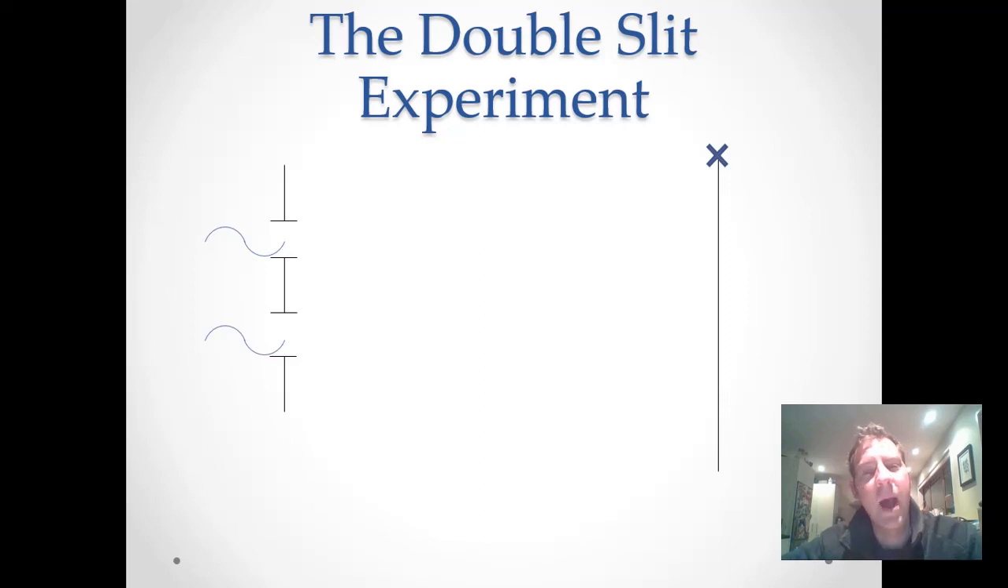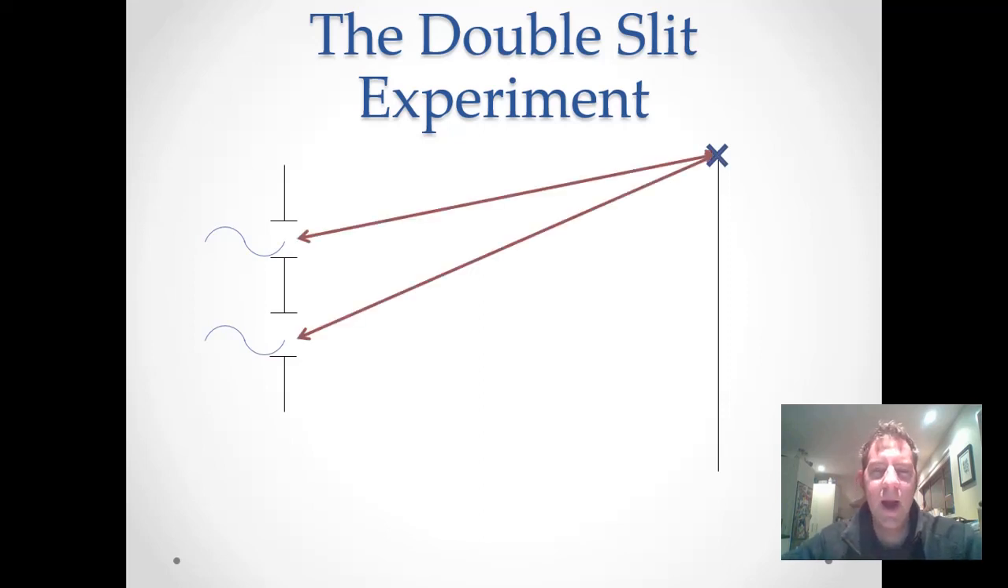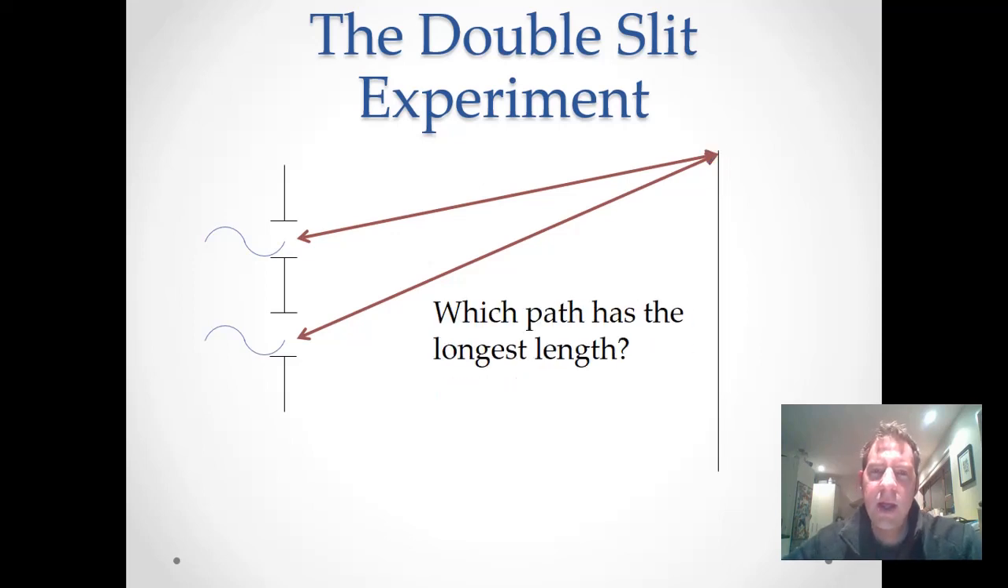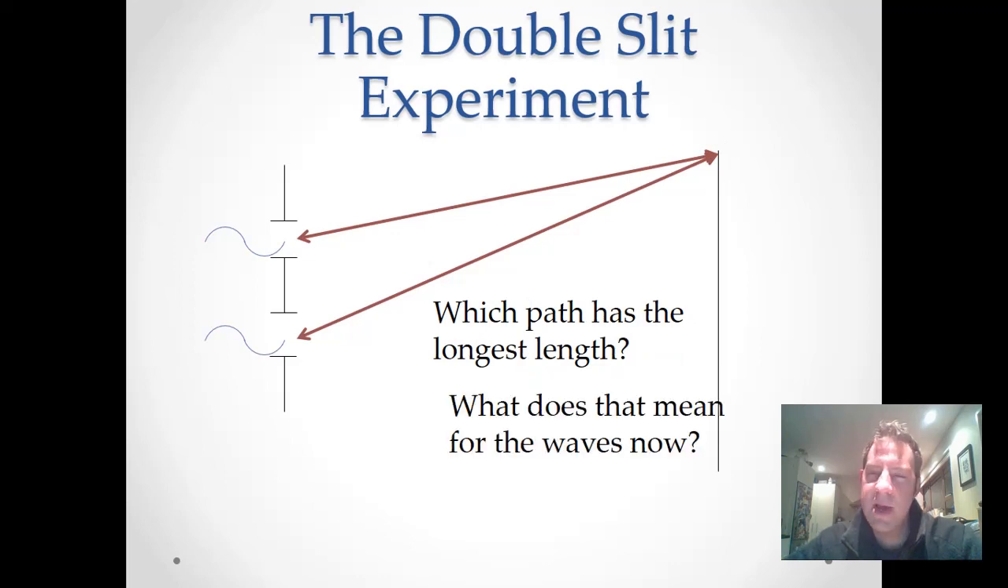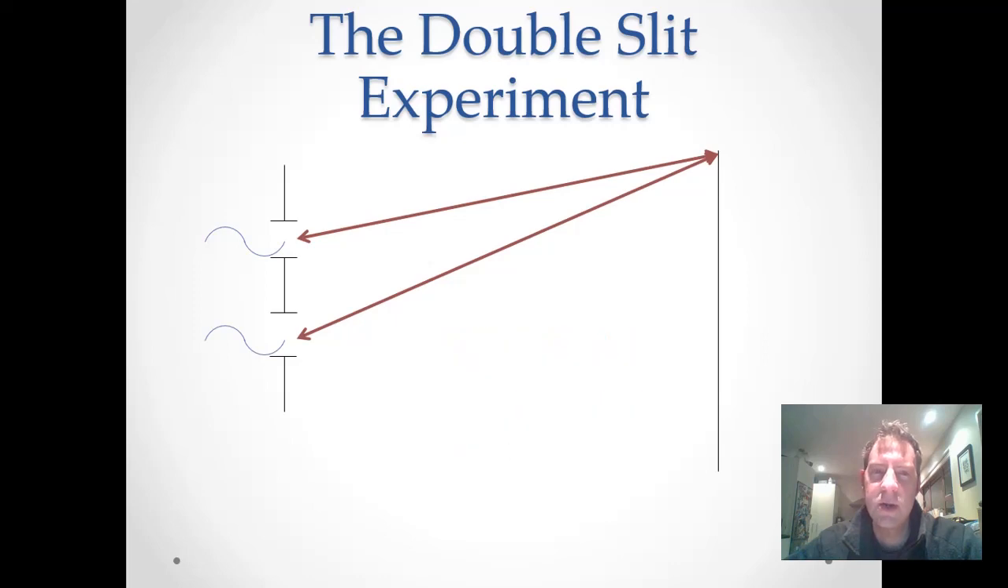So what if we look at another point? I've chosen a point a bit higher on the piece of paper. If I draw my path lengths, you'll notice that the bottom wave has to travel a longer path. And what does that mean, that it has to travel a longer path? Well, let's have a look. If you follow the waves, because the bottom one travels a longer path, by the time it gets there, it's out of phase. So its trough lines up with the top one's peak.